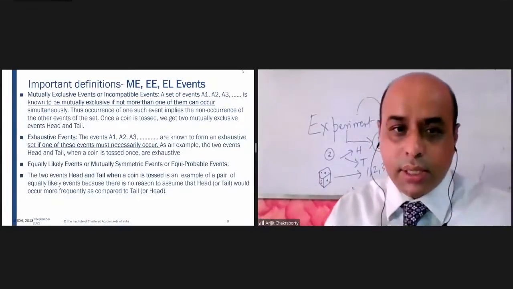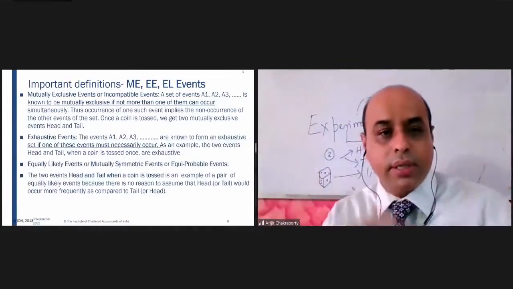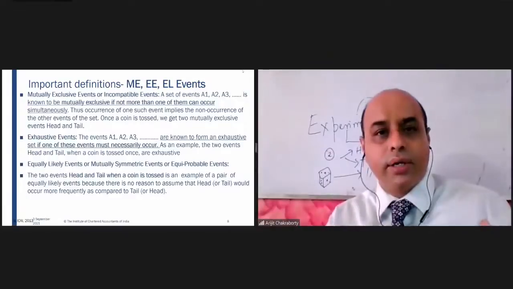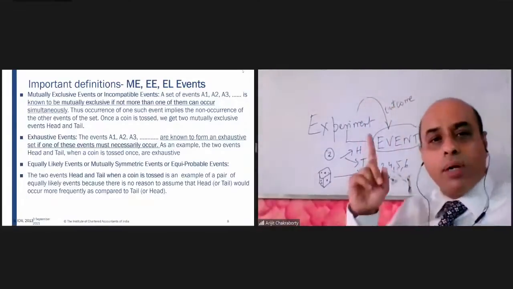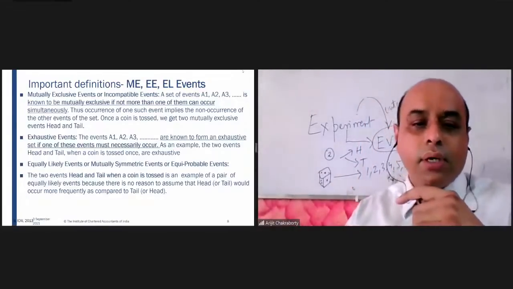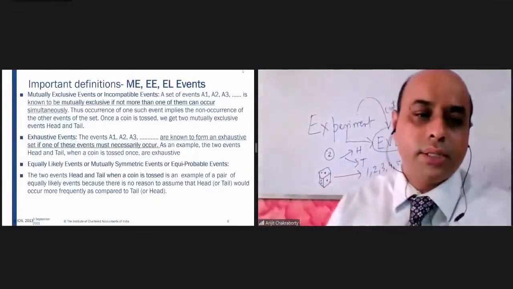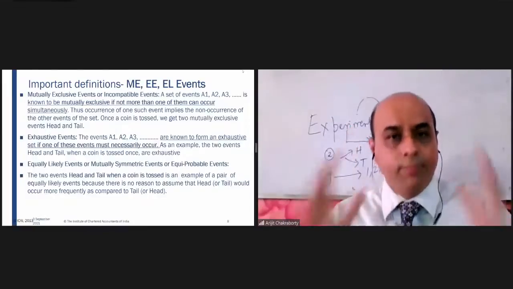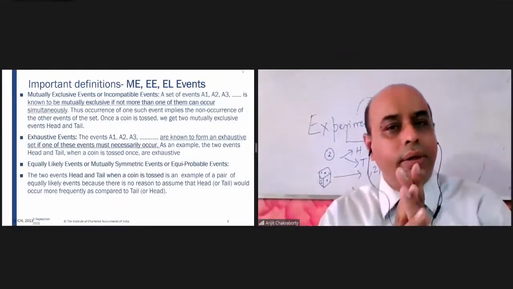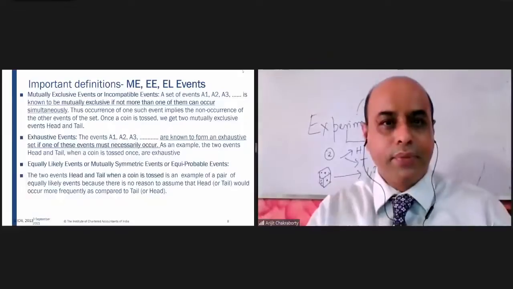can occur simultaneously. Then we have exhaustive events. Exhaustive events means one of the possible events must necessarily occur. And the third is when 2 events are equally likely. Equally likely means they have the same probability, and they are known as equally likely events.